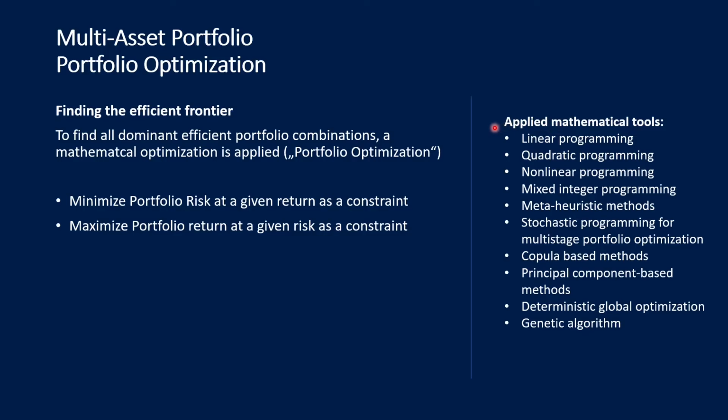There are a lot of mathematical tools like linear programming, quadratic programming, nonlinear programming, mixed integer programming, meta-heuristic methods, stochastic programming for multi-stage portfolio optimizations, copula-based methods, principal component-based methods, deterministic global optimizations, or genetic algorithms, all of them being applied in portfolio optimization. And of course, portfolio optimization is not a theory, it is practical doing in all investment funds worldwide, may it be in London, in Frankfurt, or in New York.